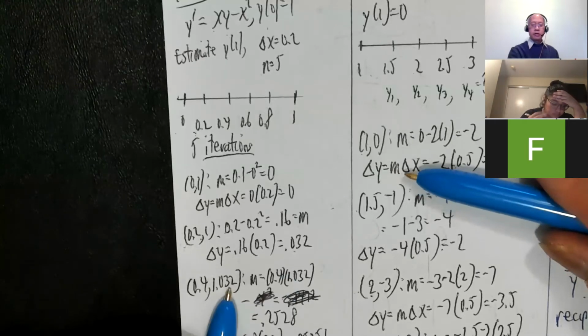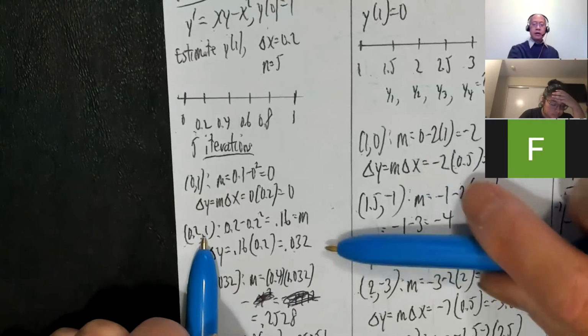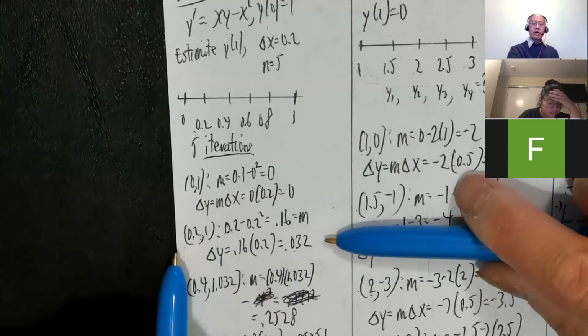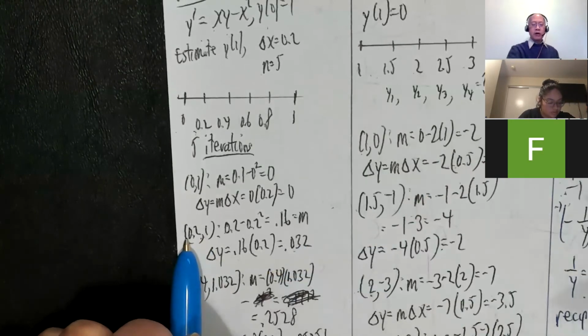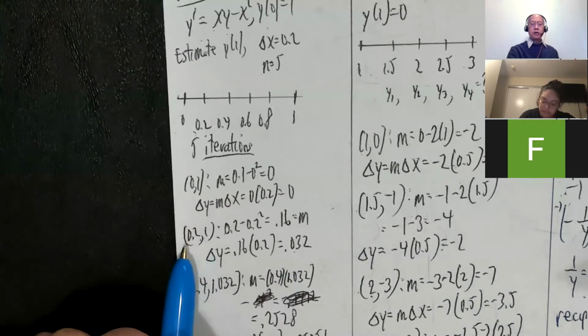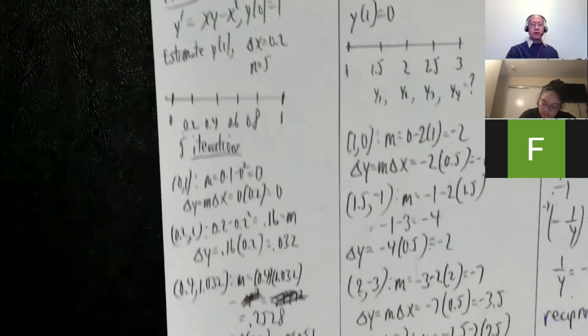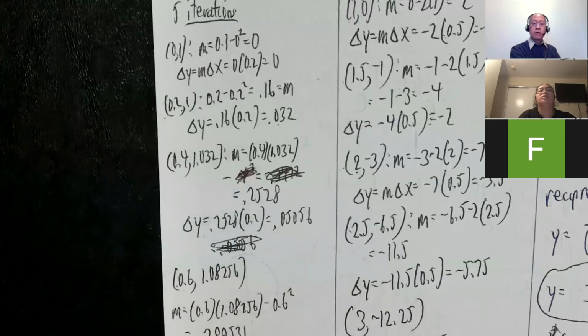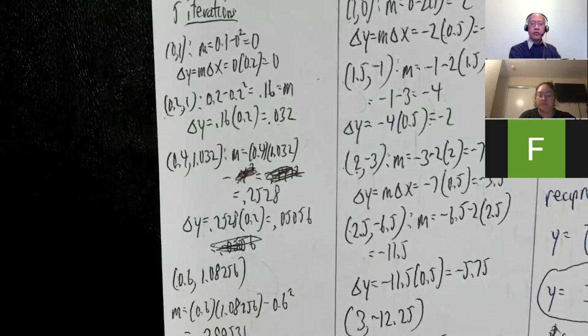Where'd I get the 1.032? Old y plus delta y. You can also say old x plus delta x, but you already know the delta x doesn't change at 0.2. So it's automatically 0, 0.2, 0.4, 0.6, 0.8, and 1. Those are predetermined. The y's are not predetermined. Okay, the calculation gets kind of weird after a while.